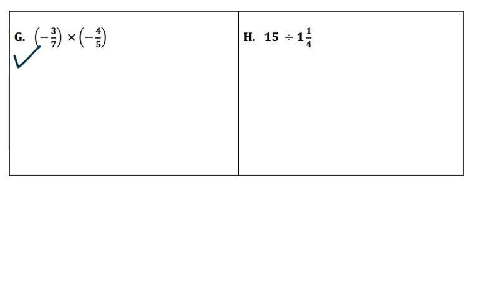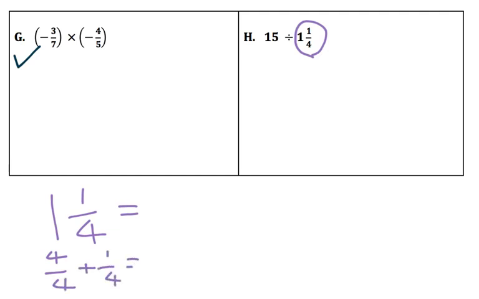Okay, H says 15 divided by 1 and 1/4. If you want to use the same strategy of keep, change, flip, you can, but we have to do something first. We have to rewrite this mixed number as an improper fraction. 1 and 1/4, well, 1 whole is the same as 4/4, and then we have 1/4 as well. So that's the same as 5/4. So I'm going to write 15 divided by 5/4.